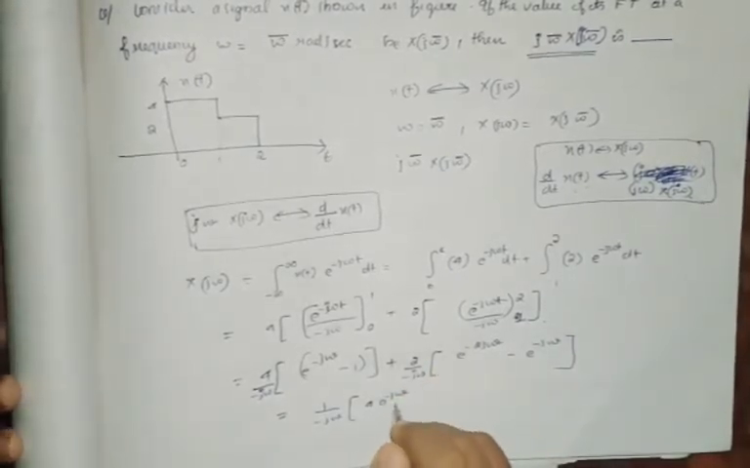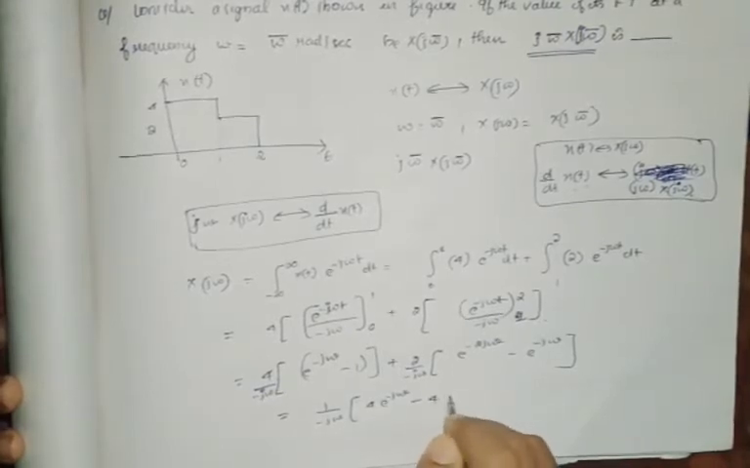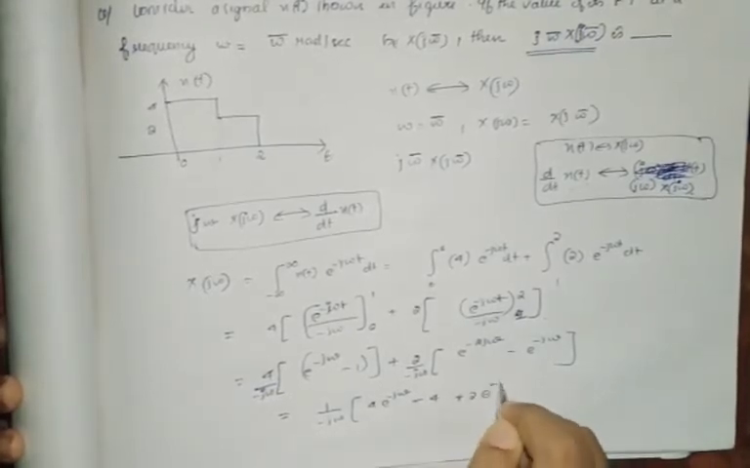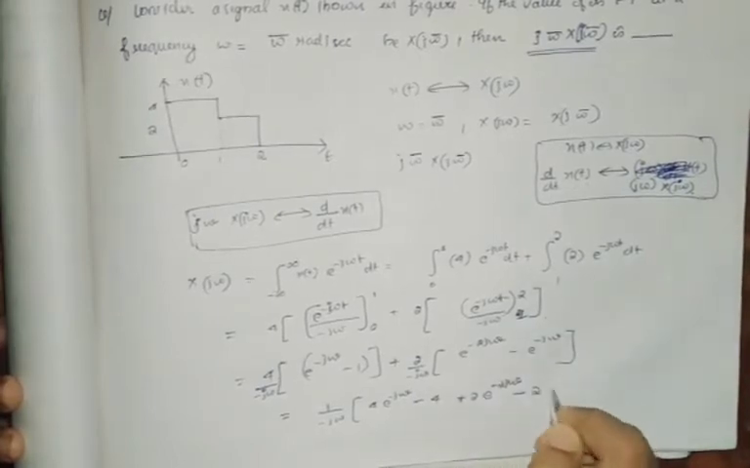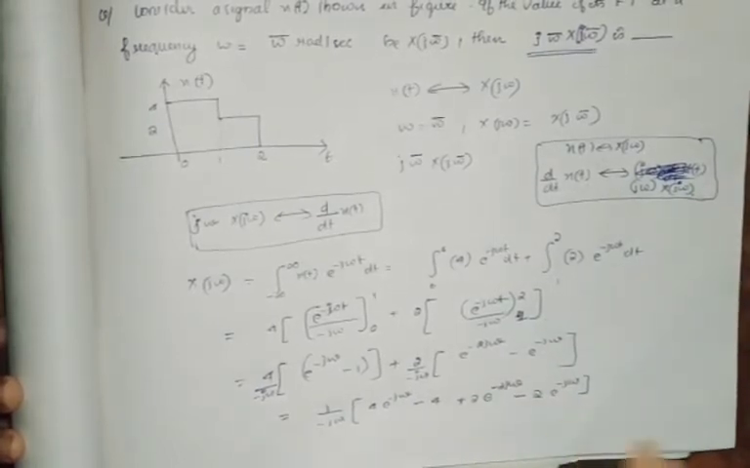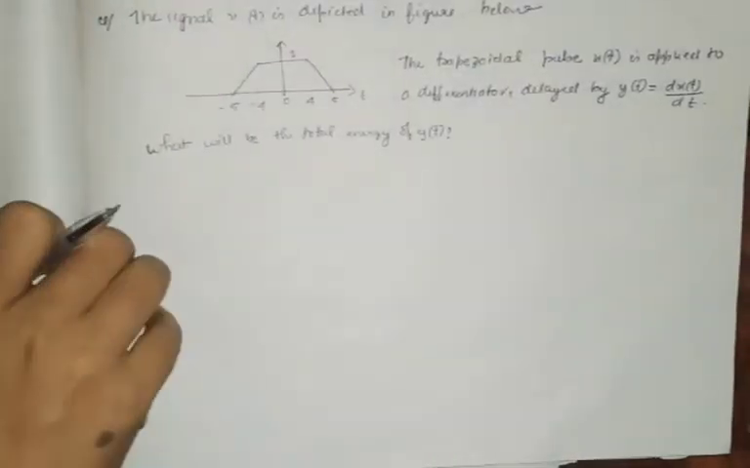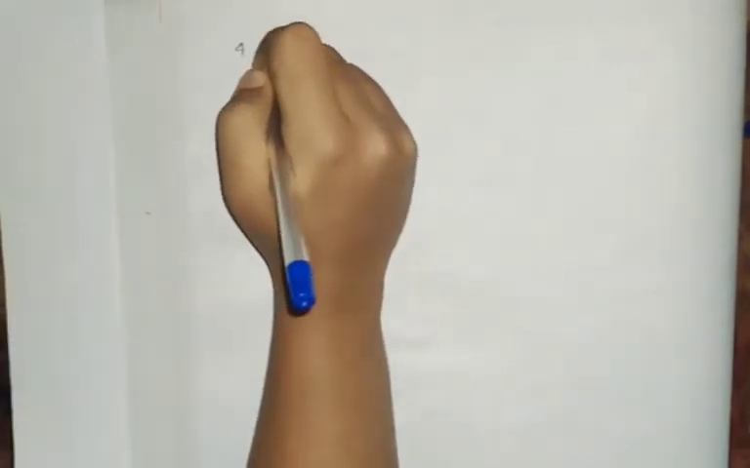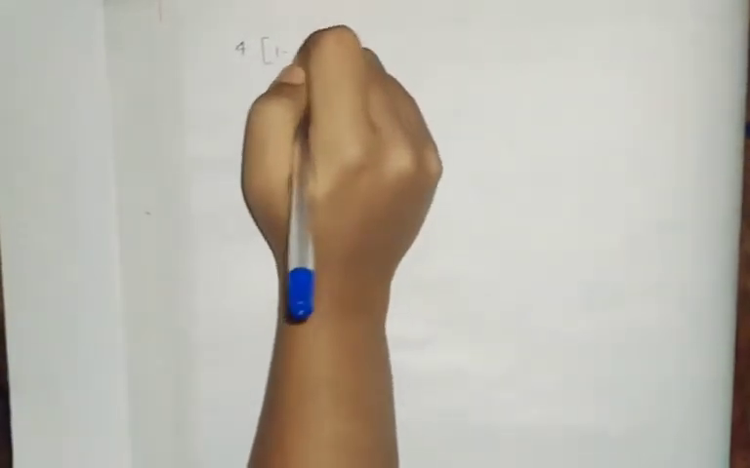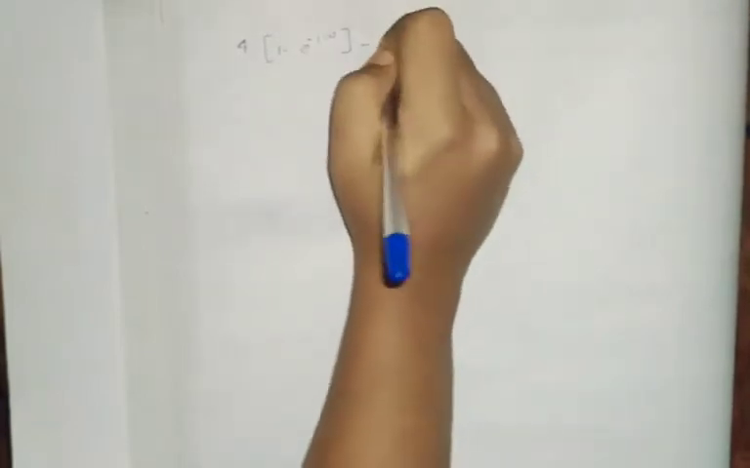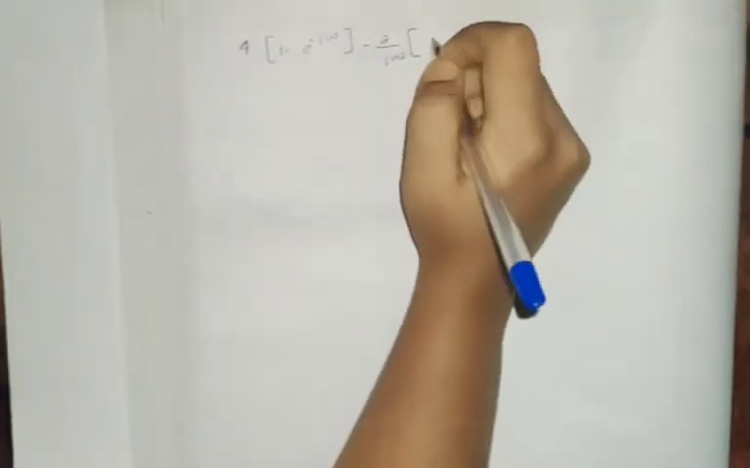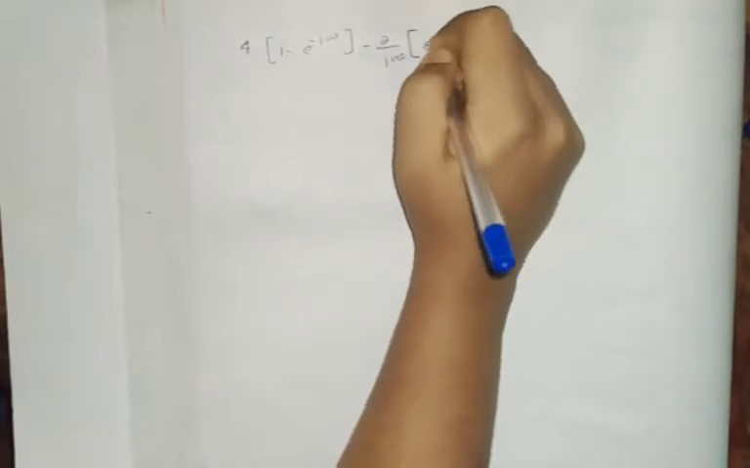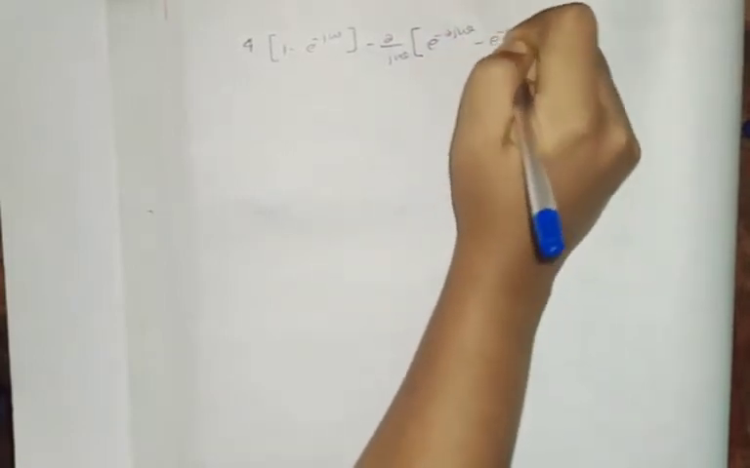Four into e raised to minus j omega minus 4 plus 2 into e raised to minus 2j omega minus 2 into e raised to minus j omega. Okay, simplifying, we will get 4 into 1 minus e raised to minus j omega. I am writing it once again: 2 divided by j omega into e raised to minus 2j omega minus e raised to minus j omega.